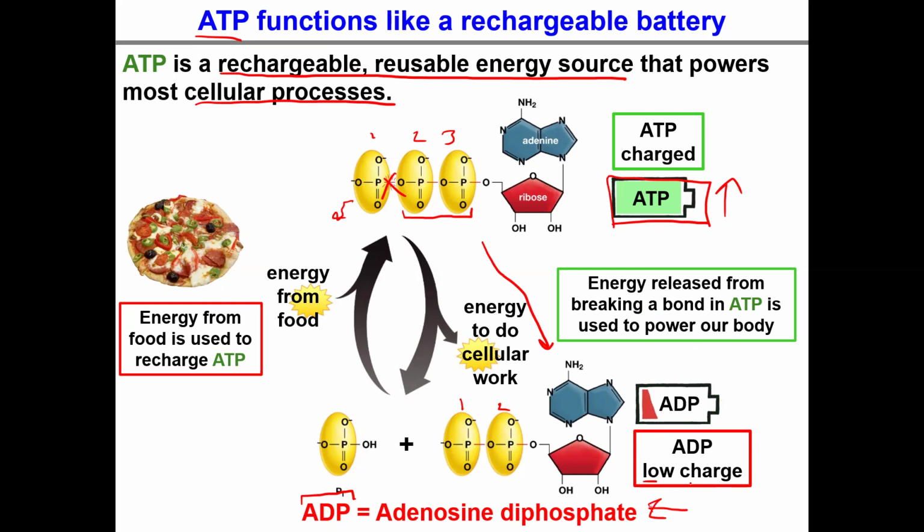ADP is going to be very low in energy. So what we essentially do is we're going to go ahead and eat food. So energy from food is used to recharge our ATP. So again, now we're going to go ahead and take this, add together a third phosphate right here. And then that's going to bring us back up here into this cycle where we have our ATP again.